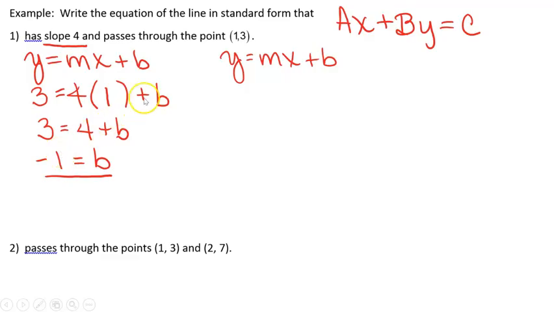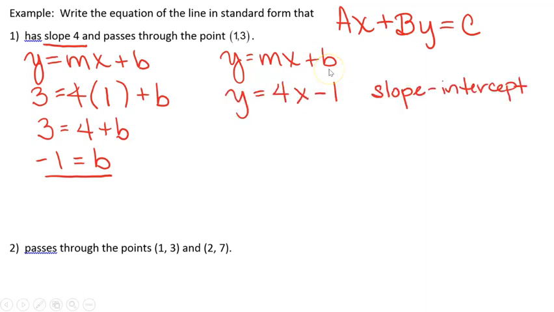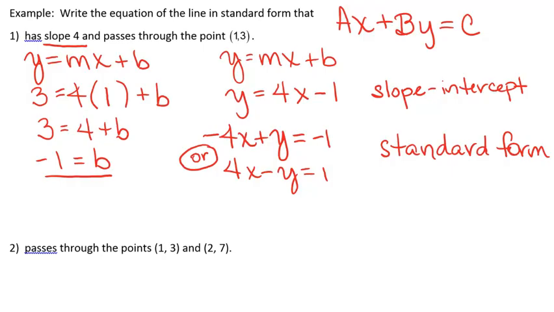So for our equation, we can say y equals, what was m? Well, it was right here. It was 4. x plus, we just figured out that b was negative 1. And so that would be our equation in slope-intercept form. They asked us to give the answer in standard form. So in standard form, I need x and y on one side together. So I would need to subtract this 4x over. So you could say negative 4x plus y equals negative 1.